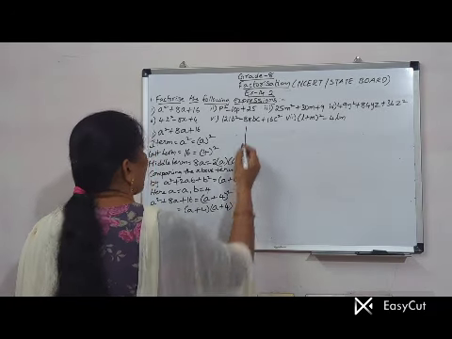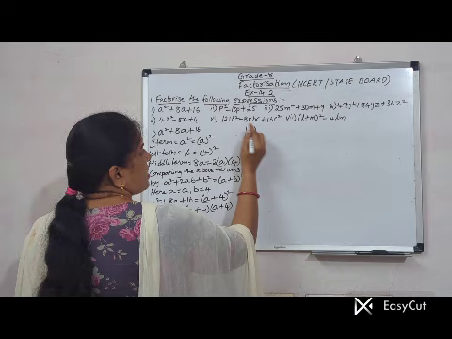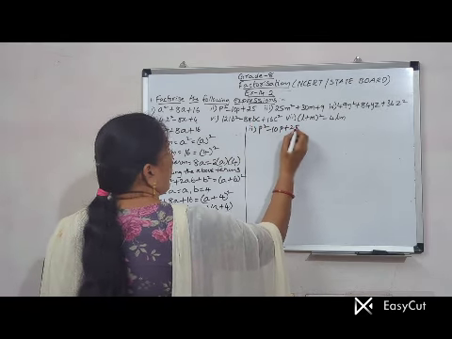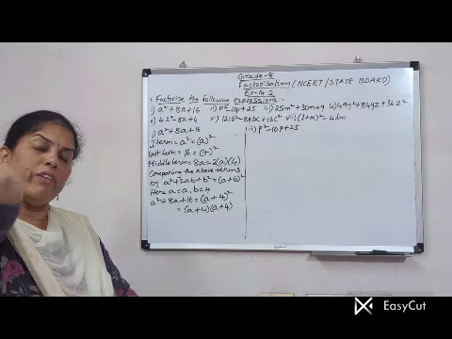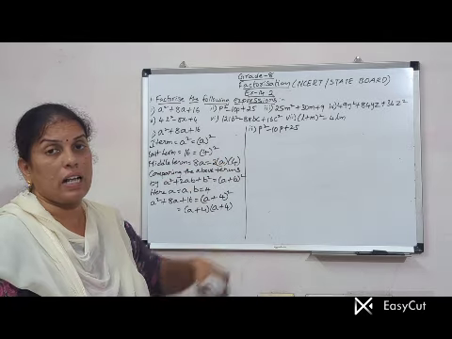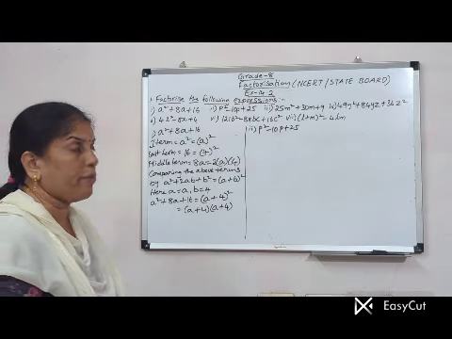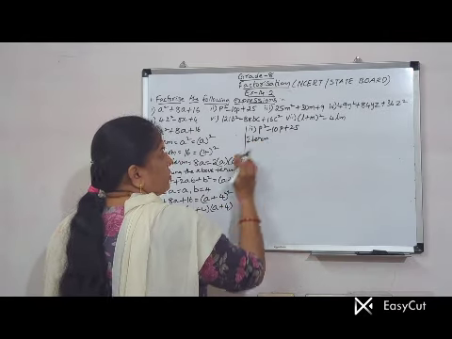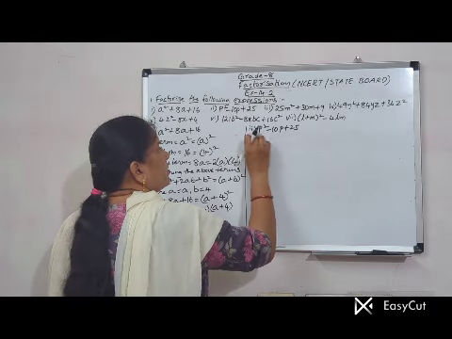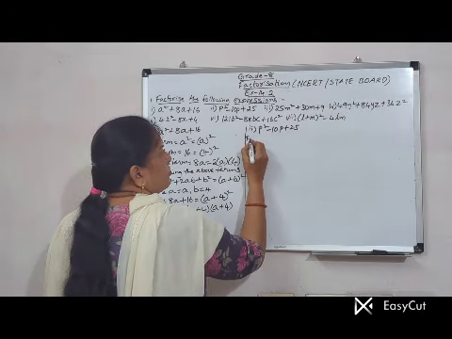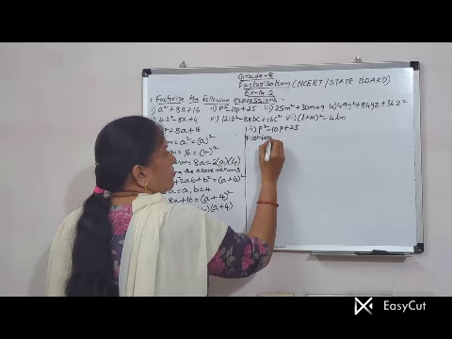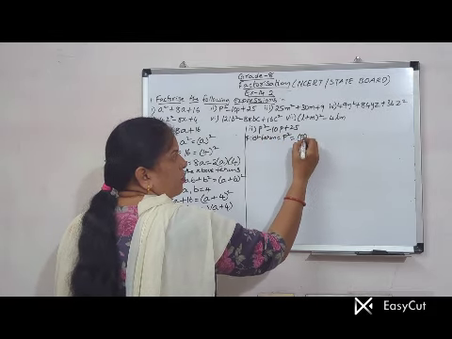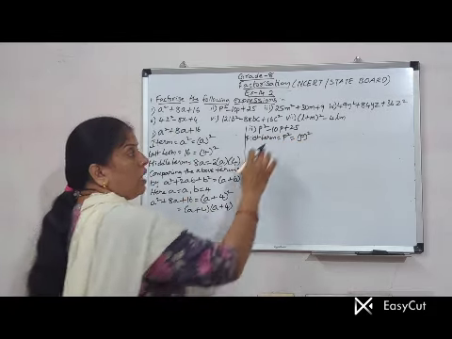Now, what is the second one? The second one is p square minus 10p plus 25. Now we will check whether the first and last terms are matching or not. What is the first term? P square. P square you can write as p whole square. Okay. Last term.